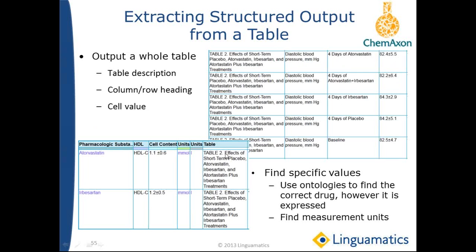A more common request, I think, is where you're looking for something more specific within tables. In this particular case, we're looking for particular compounds, we're looking for HDL values, and we're pulling out the cell content and the units of measurement. In that case, it's a more guided search. We're saying we're particularly interested in the HDL values for compounds in these patent documents. So we're using the ontologies so that we can pull out different ways of referring to the different compounds, and then we're pulling out the numeric values and the measurements in the table.